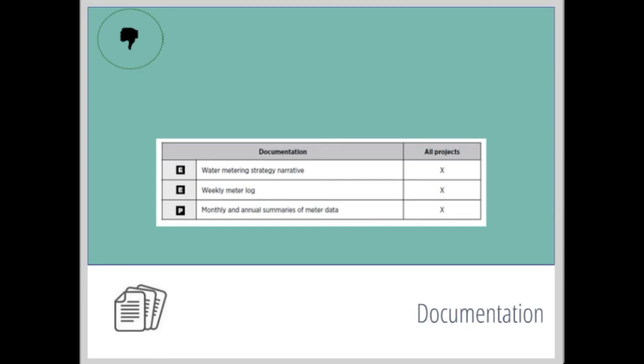As for the documentation, project teams should prepare a narrative describing the subsystems metered, including the location and model of each installed submeter as part of the documentation. In addition, a weekly meter log and monthly and annual summaries of meter data need to be submitted. WE credits, indoor and outdoor water use reduction, are the related credits.